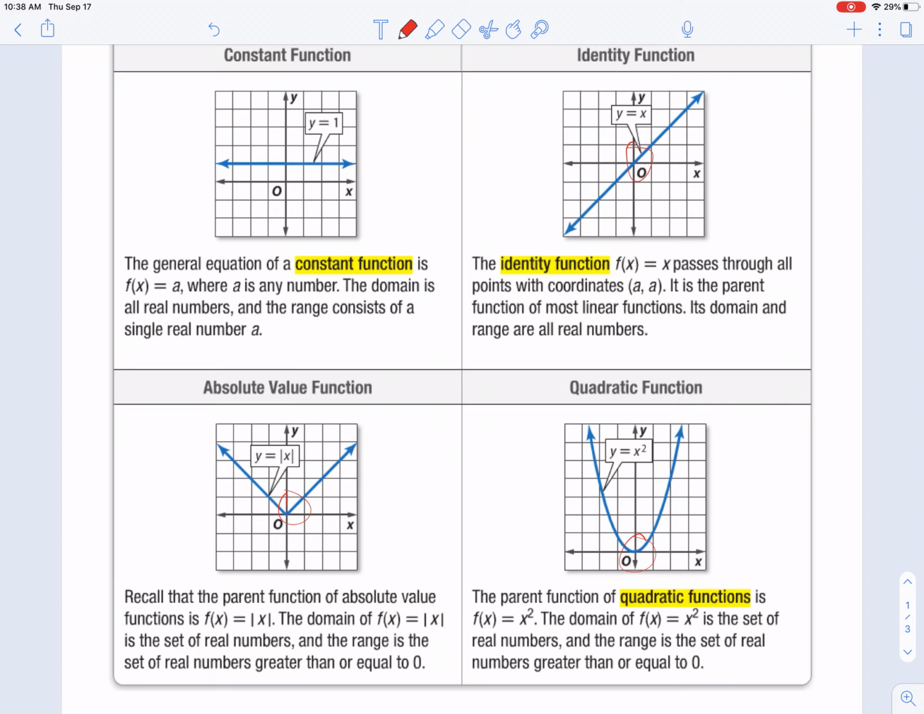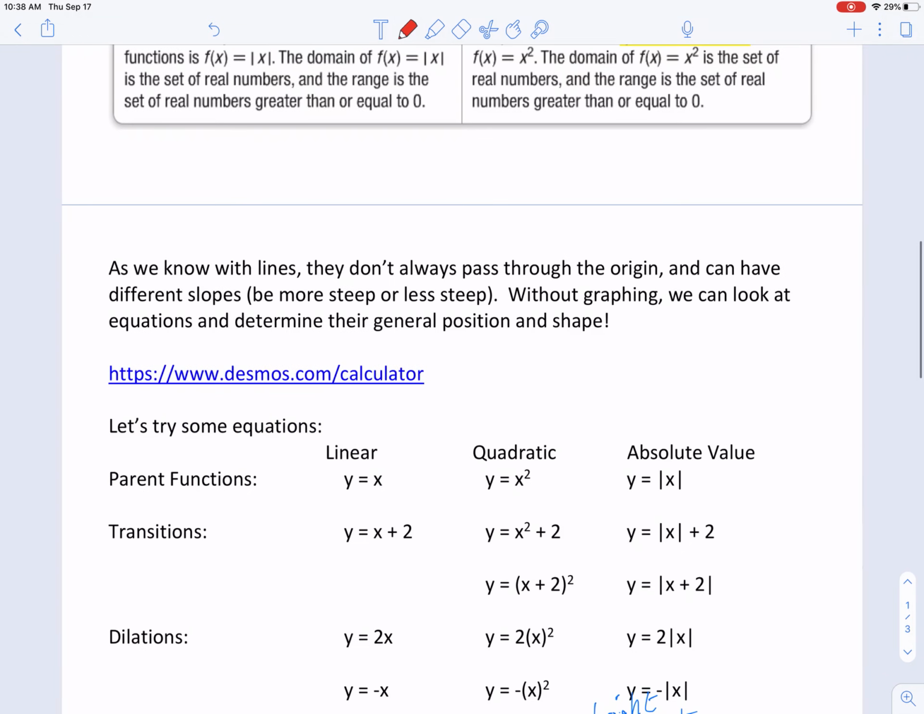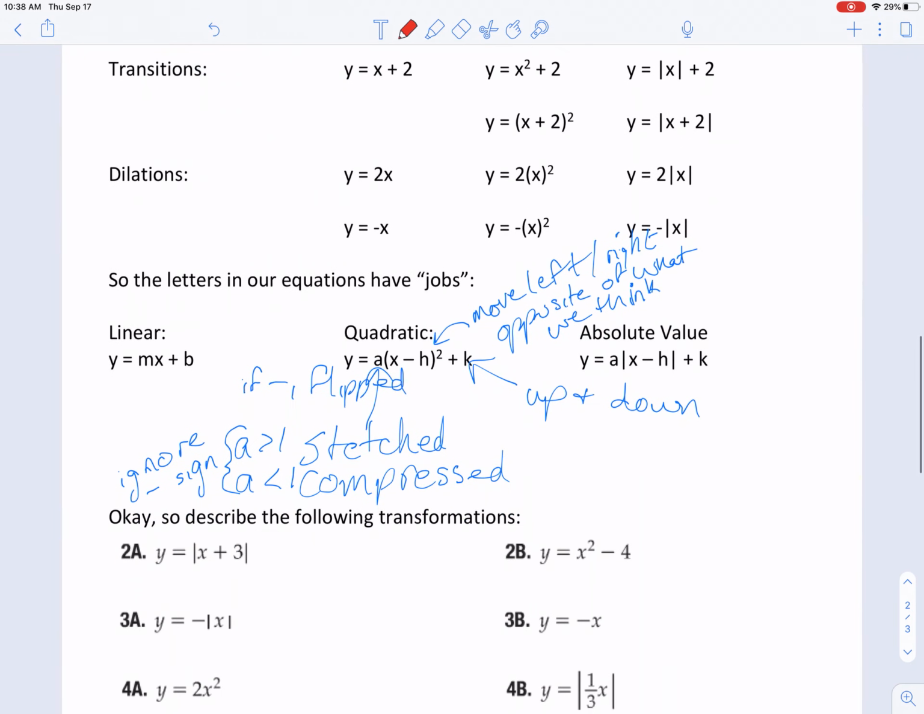We're going to move these around the graph, and you're going to be able to tell where I move them based on the equations. So we're going to have what we call vertex form. And you're going to want to pause so that you can write all this down. The A value, if it's negative, it will flip the graph. Then A, if it is bigger than 1, ignore the negative sign. If it's bigger than 1, the graph will be stretched. If it's less than 1, the graph will be compressed.